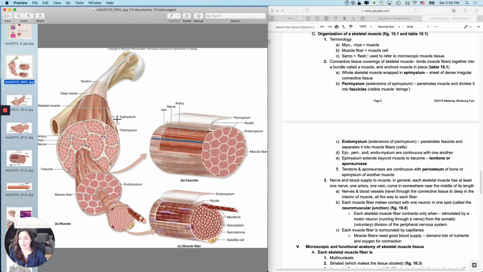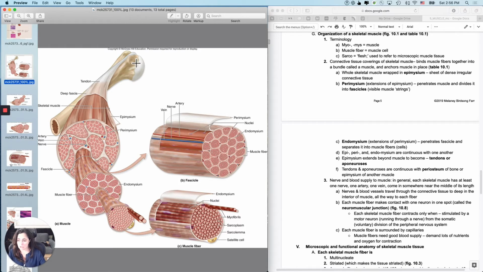Okay, so epimysium here, on or upon, and it wraps around the entire thing. Now, the epimysium ends up holding the muscle together, but the epimysium is continuous with the tendon, and then the tendon is continuous with the periosteum of the bone. So this is a really strong association.